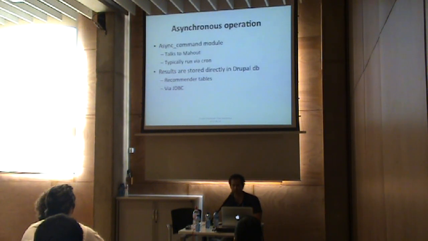All this relies, as far as I've seen, on the Async Command module, which is linked directly from the Recommender API page on Drupal.org. What it does is it allows you to queue jobs in a simple Drupal table, and it's called periodically according to your cron setup, and it'll look through the job queue and farm the calls out to the Java library, which then talks to Mahout, which does its thing and puts the results back in your Drupal database.